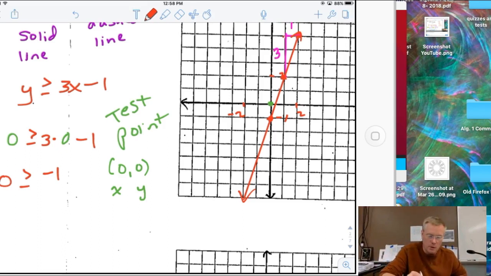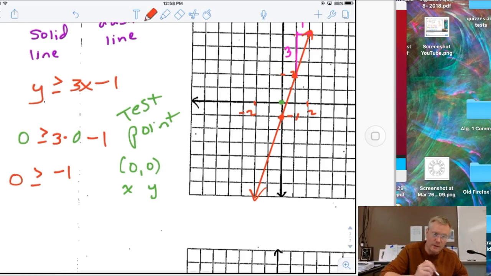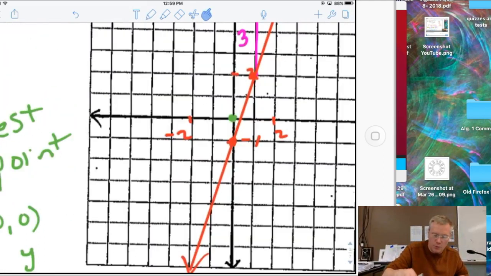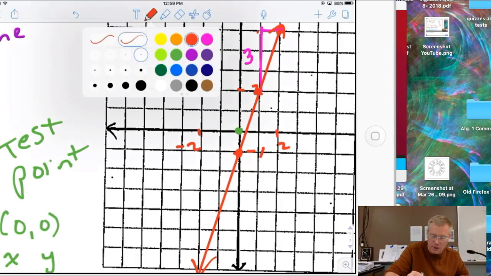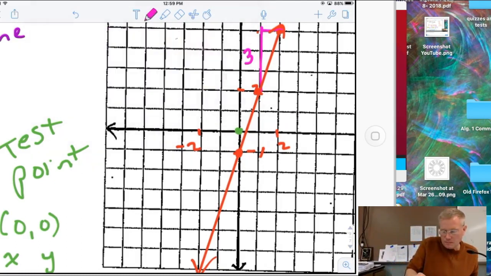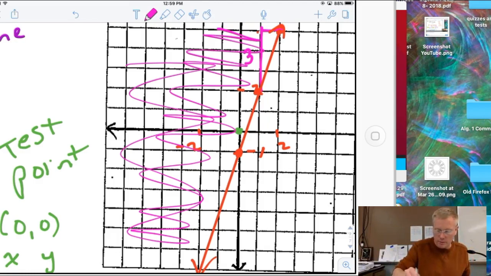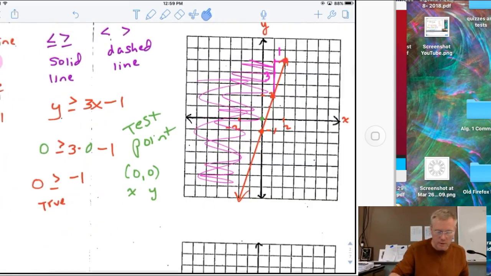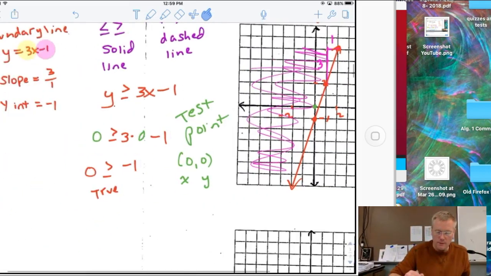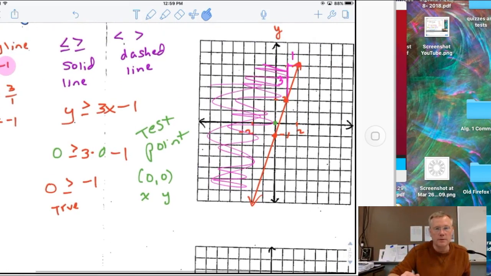Just a quick reminder that all negative numbers are in fact less than 0 or less than all positive numbers. So this is true, which means this side of the boundary line where that test point is, that's my solution side. So I'm going to shade everything on that side. If that had been false, I would shade everything on the other side of that line from the green point, which would have been everything over here. But in this case, it was true, so that's the side that I shade. And if you got questions on that, bring it to class. So that's how you do the first problem. Number 2.